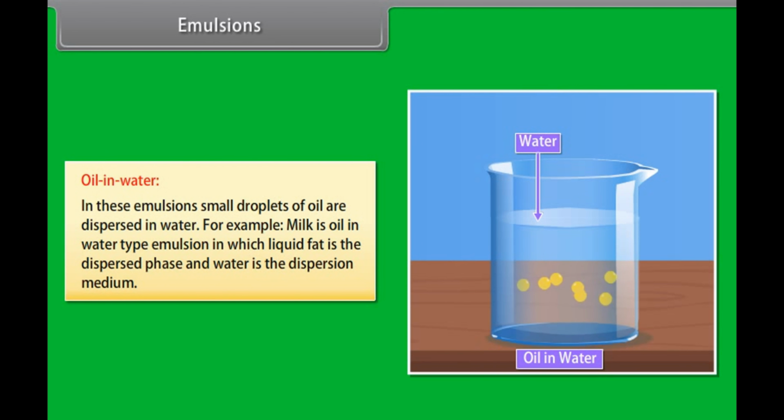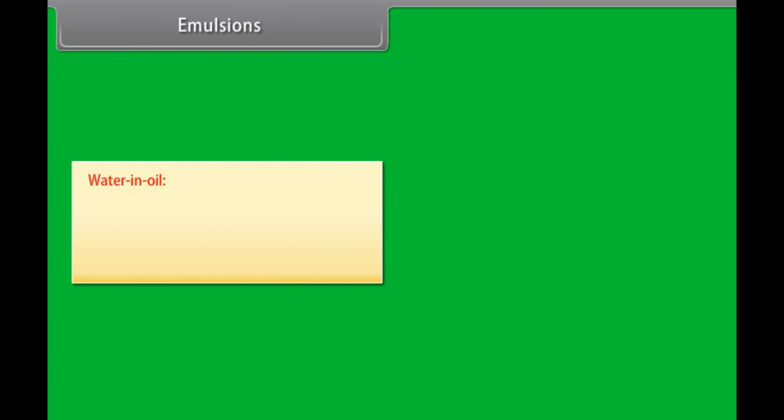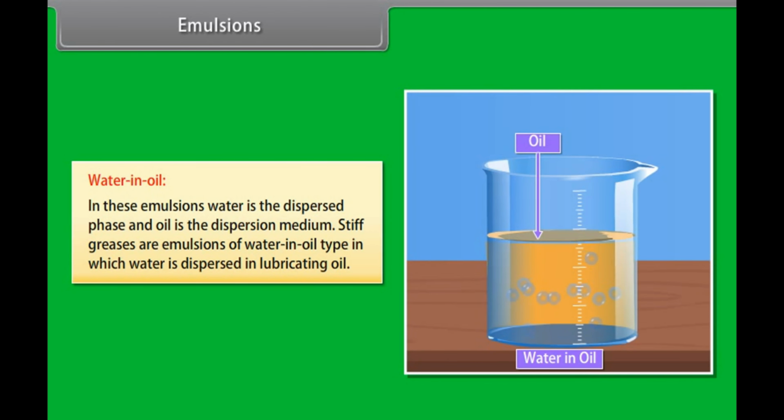For example, milk is oil in water type of emulsion, in which liquid fat is the dispersed phase and water is the dispersion medium. Water in oil. In these emulsions, water is the dispersed phase and oil is the dispersion medium. Stiff greases are emulsions of water in oil type, in which water is dispersed in lubricating oil. Colloids around us.